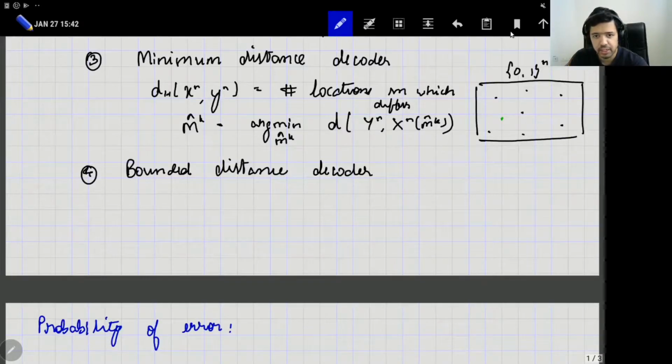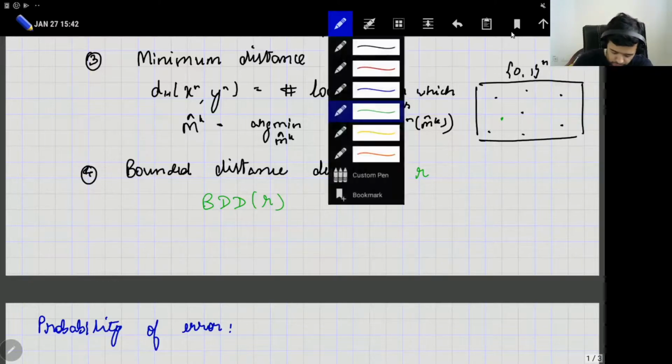Now, sometimes analyzing the minimum distance decoder is difficult. So instead of the minimum distance decoder, we use what is called a bounded distance decoder. And basically what we do is the following. Now in the minimum distance decoder, you have to compute the distances to all possible sequences, and then you output that sequence which is the closest. The bounded distance decoder instead does the following. Given the received sequence, you have a bound of r. So the bounded distance decoder specified by a parameter r does the following.